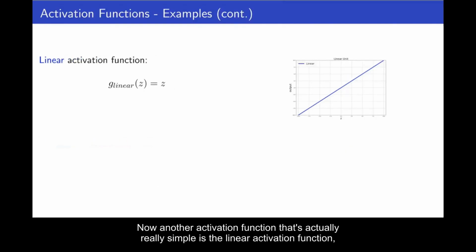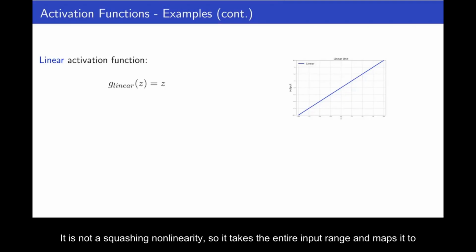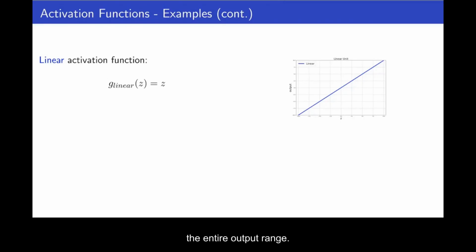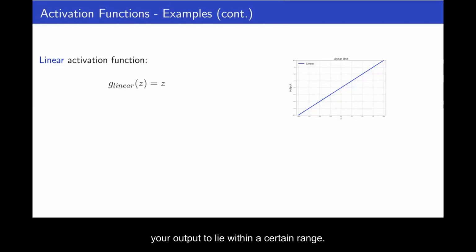Now, another activation function that's actually really simple is the linear activation function, also known as the identity mapping. This is frequently used for regression in the output activation. It is not a squashing nonlinearity, so it takes the entire input range and maps it to the entire output range. And this is actually desirable for regression because you typically don't want to constrain your output to lie within a certain range.